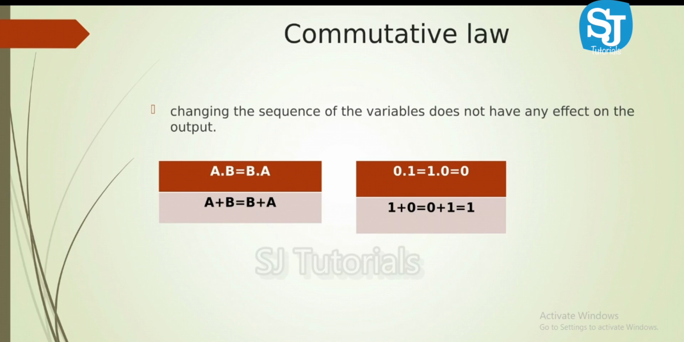Then the commutative law. Commutative law means exchanging the sequence of variables. That means A and B equals B and A, and also A or B equals B or A. Here the example: 0 and 1 equals 1 into 0 equals 0, and 1 plus 0 equals 0 plus 1 equals 1.